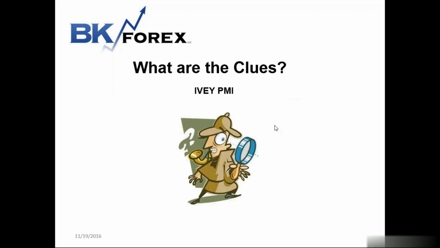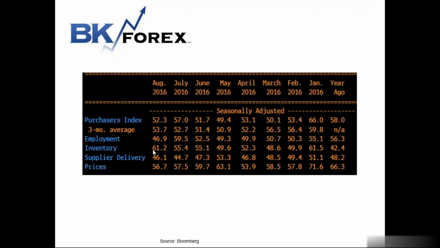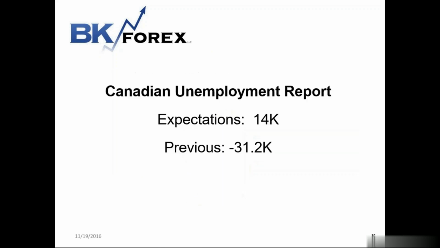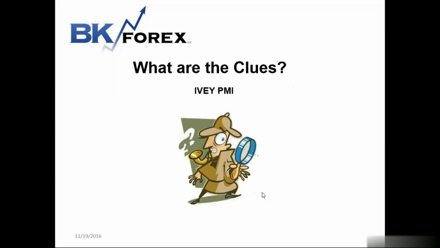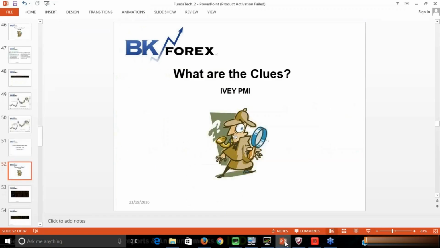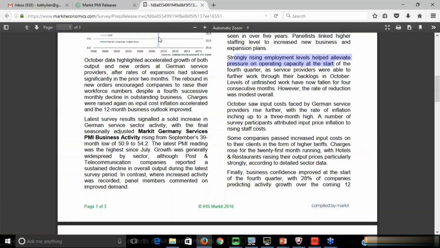So what are we expecting? Well, we take a look at the IVPMI. That's our clue. So the IVPMI for this month, as I said, the PMIs are so valuable. And you can see that they break it down. They show you that the employment dropped. So economists are looking for a stronger number. And I just want to go to my Google to show you where you can get the IVPMI.